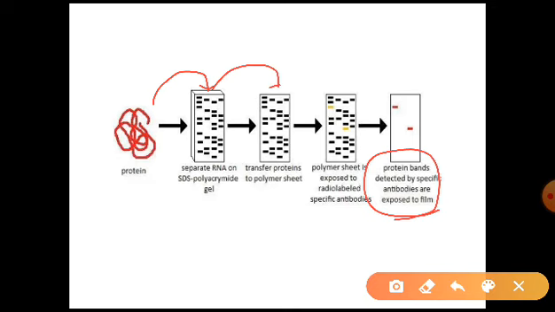After that, the labeled antibodies are placed, and finally the interested proteins are detected. So here, after every step, these plates are washed, so unwanted proteins that are not needed are removed. And finally, the proteins of interest are separated out from the total cell proteins.